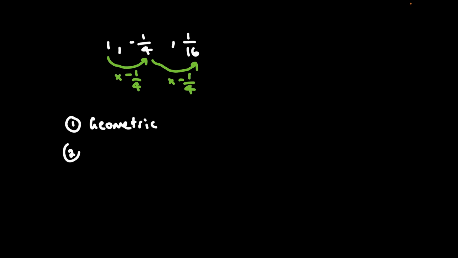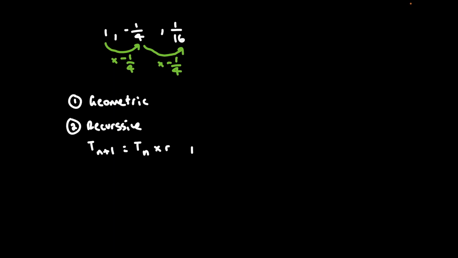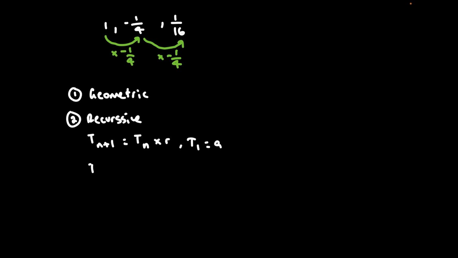Second question, what is the recursive rule? The recursive rule is in the form Tn plus 1 is equal to Tn times the common ratio, where the first term is simply equal to A. So continuing on, Tn plus 1, if we were to work it out for this question, is equal to the current term times -1/4, where the first term is just equal to 1.